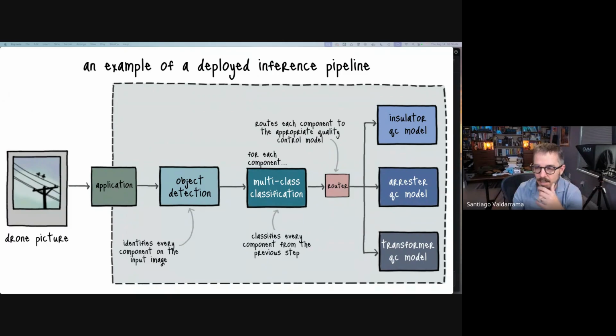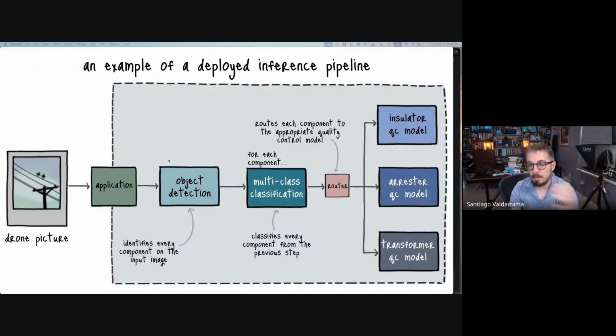The idea of that object detection model was to isolate and identify every individual component in that picture. Anytime we saw a component, it doesn't matter what type, we wanted to isolate it, like get a small thumbnail with the component inside.